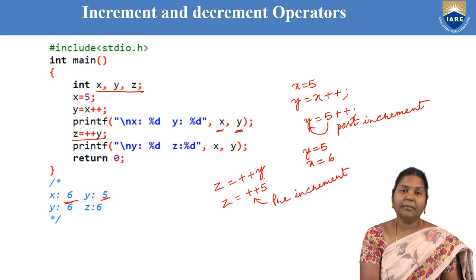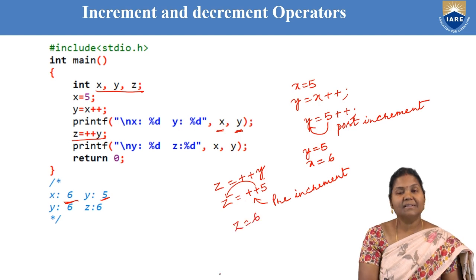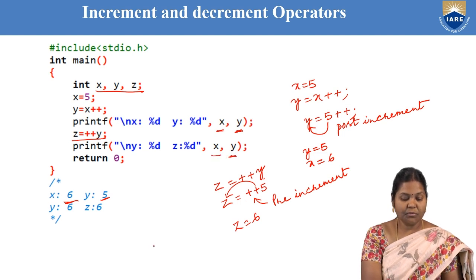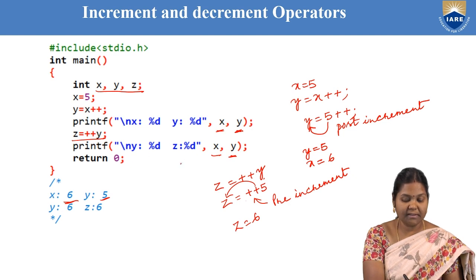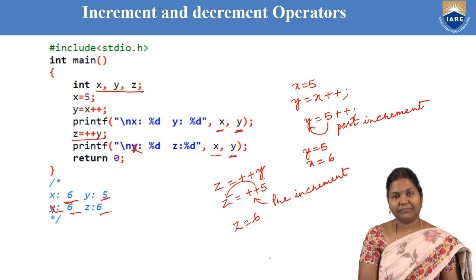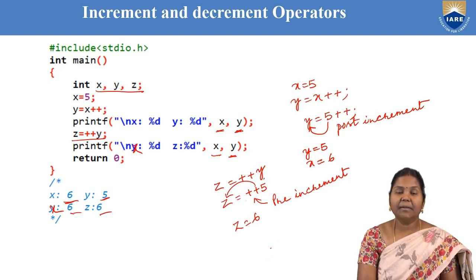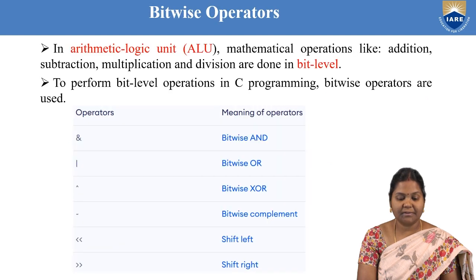Now, this pre-increment says that first you increment the value of the variable, then you assign. So, what will happen? Now, z becomes 6. So, you can see, print the value of x and y. Sorry, this is x and y actually. So, here both the variables are 6 and 6. Okay. So, this way increment and decrement operator works.